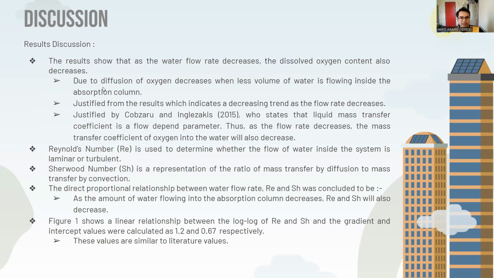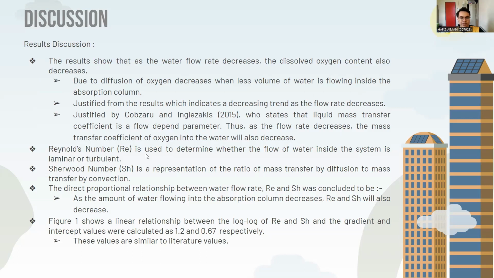Next, result discussion. The result shows that as the water flow rate decreases, the dissolved oxygen content also decreases. This is because the diffusion of oxygen decreases when less volume of water is flowing inside the absorption column. This is justified from the result, which indicates a decreasing trend as the flow rate decreases. This is also justified by Kokzaru and Ingilizakis 2015, who state that liquid mass transfer coefficient is a flow-dependent parameter. So, as the flow rate decreases, the mass transfer coefficient of oxygen into the water will also decrease.